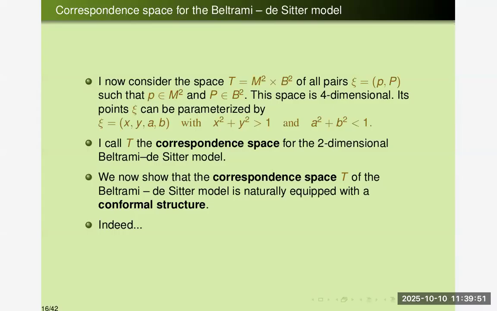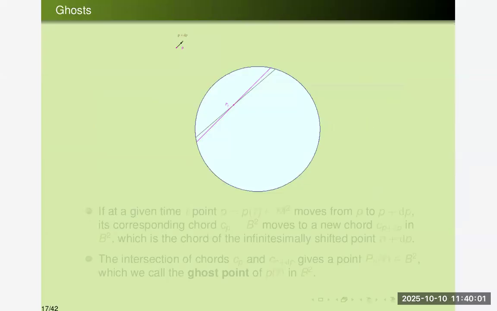So as I said, I will show now that this correspondence space has a natural conformal structure. Okay. So how do I do this? If I have a point outside in the de Sitter, so suppose that I have a curve here, and the point is moving. If the point is moving from p to p plus delta p, the chord corresponding to small p changes to the chord corresponding to p plus delta p. So these chords will intersect.